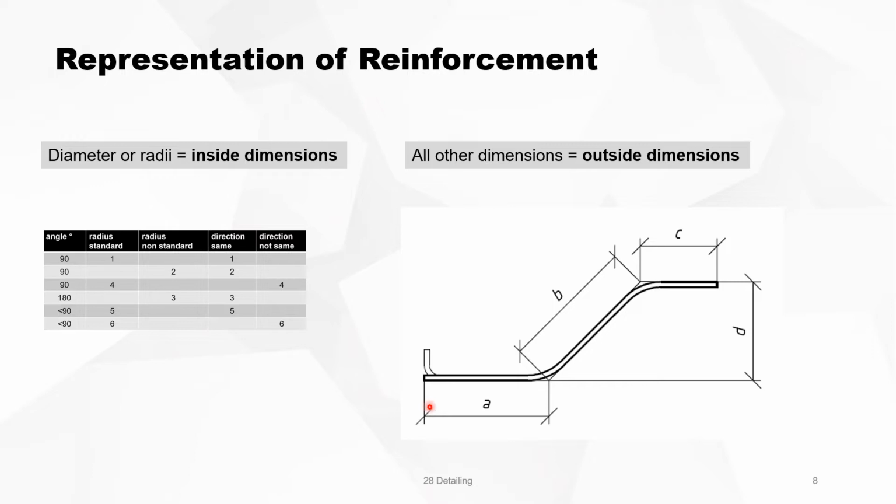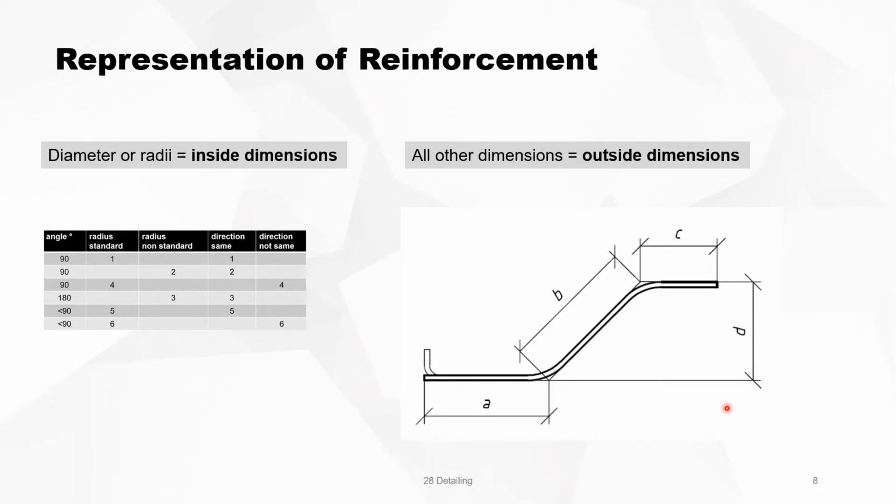First of all, the dimensions in the shape are always outside. So dimensions are outside dimensions, always outside. And the radius, the diameter of the radii, they are always inside dimensions. So a radii is inside. There are just the two rules.